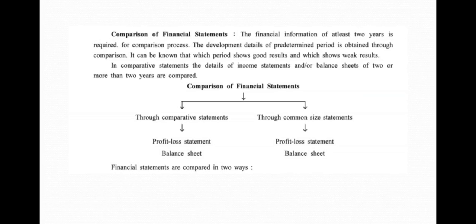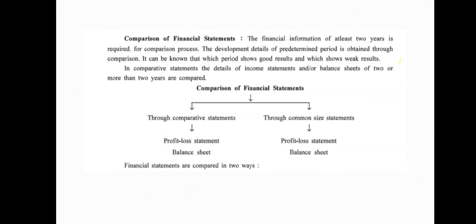In comparative statement, the details of income statements and or balance sheets of 2 or more than 2 years are compared. So comparison of financial statement can be done through comparative statement or through common size statement, and under both the types, profit and loss statement and balance sheet are used. So financial statements are compared in two ways. Okay, let us talk about the comparative statement first.